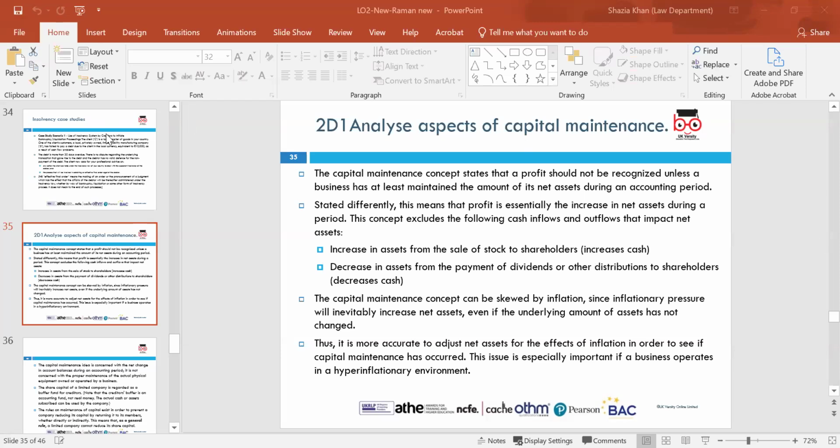So, the capital concept is that profit should not be recognised unless a business has at least maintained the amount of its net assets during a period of time. The prime objective of capital maintenance is to safeguard stakeholders' interests, like creditors and shareholders. Companies will ensure timely compliance with statutory requirements of maintaining capital to avoid penal provisions or damage to their brand value. Maintenance of capital ensures the safety of shareholders' and creditors' invested funds. This will in turn affect many potential vendors and investors who are actively looking for investing.